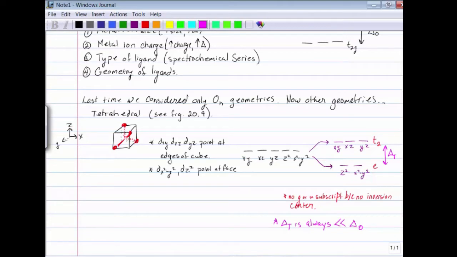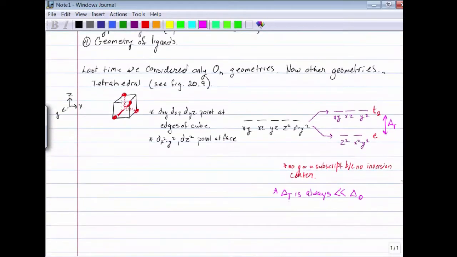In fact, if you're comparing 2 metals with the same types of ligands, yet one is forced to be in a tetrahedron and the other one is an octahedron, you will find that delta T is equal to about 4/9. So just less than a half of the octahedral splitting. So anytime you have a tetrahedron, you will always have a smaller energy gap.